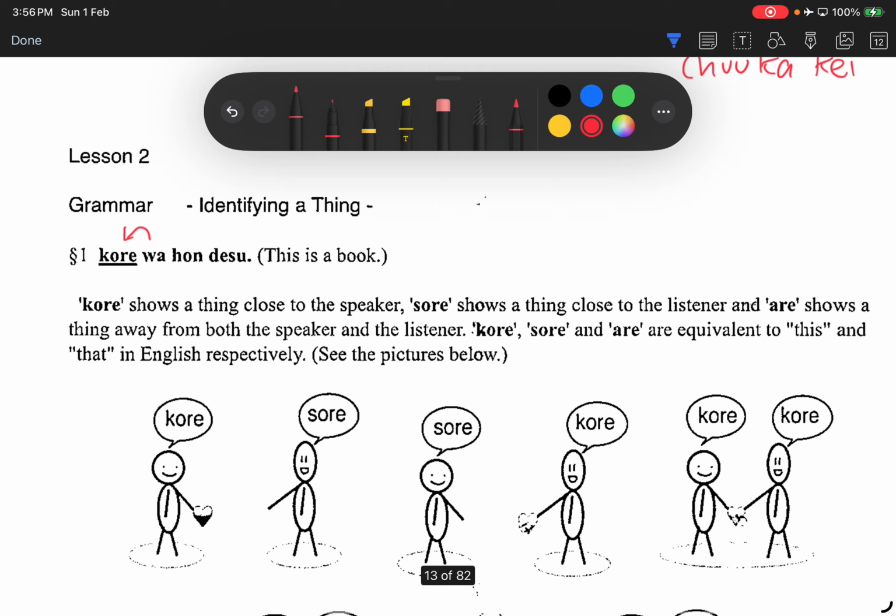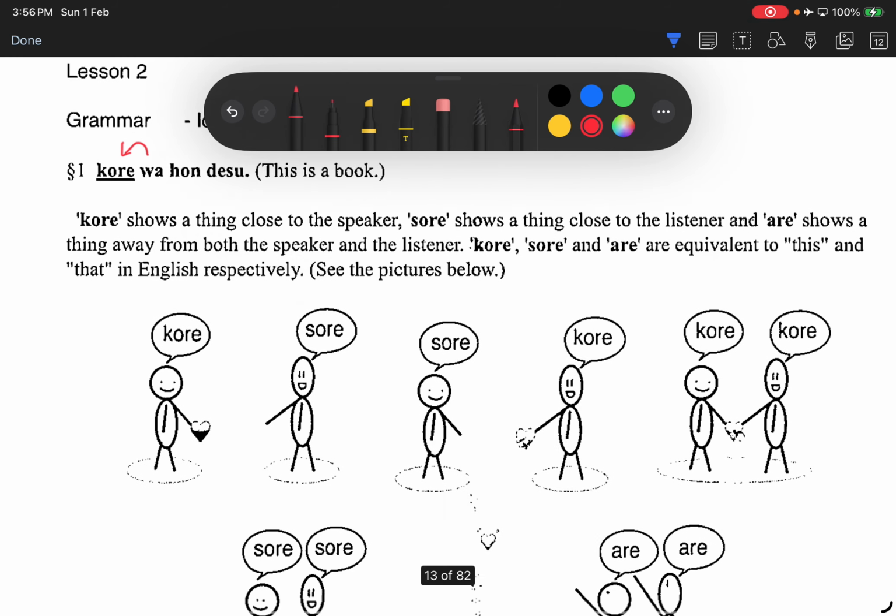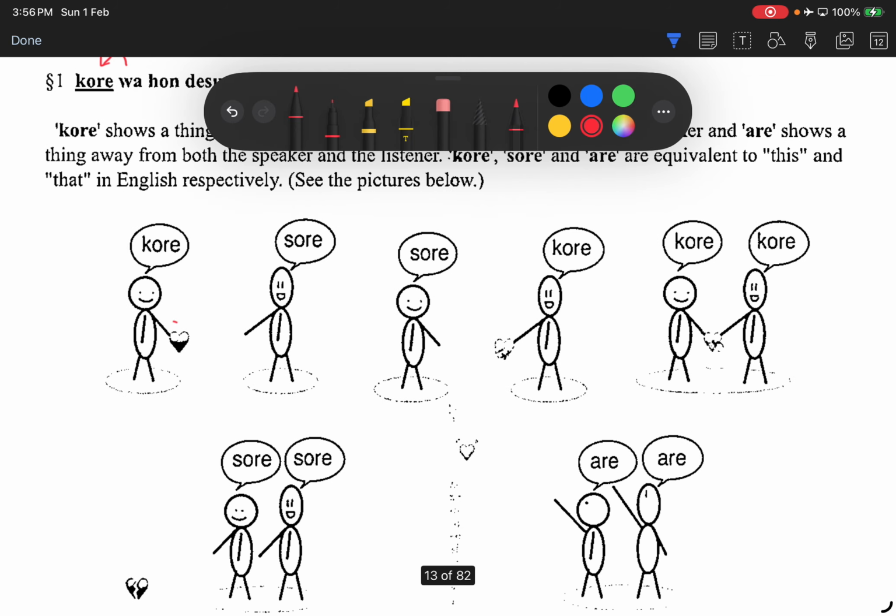So this wa hon desu. So hon is the identity of the item. So it is a book. If you look at the picture here, kore is close to the speaker. Sore is far from the listener. Sorry, the speaker is... Okay, it's a little bit confusing, but let's ignore the picture. The picture is very confusing.